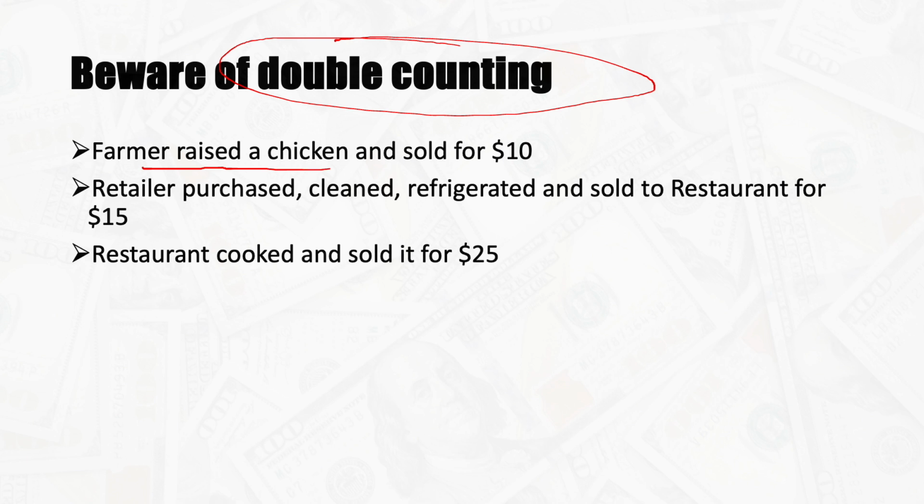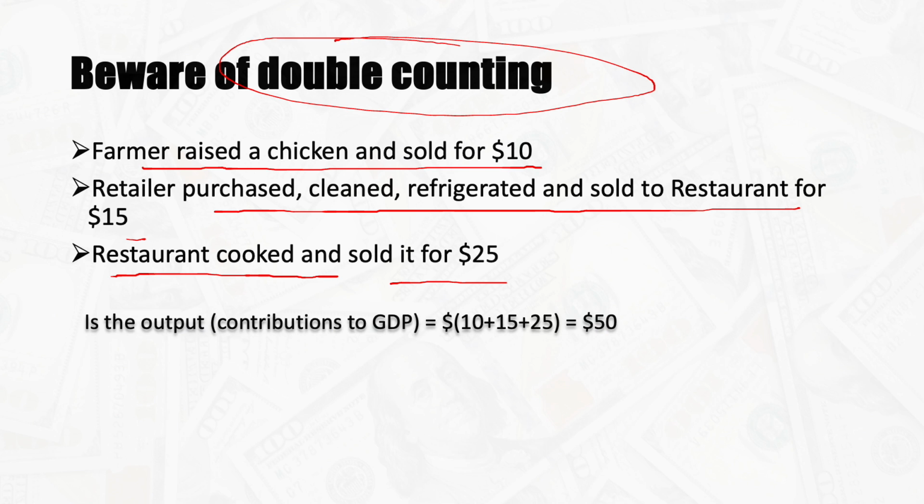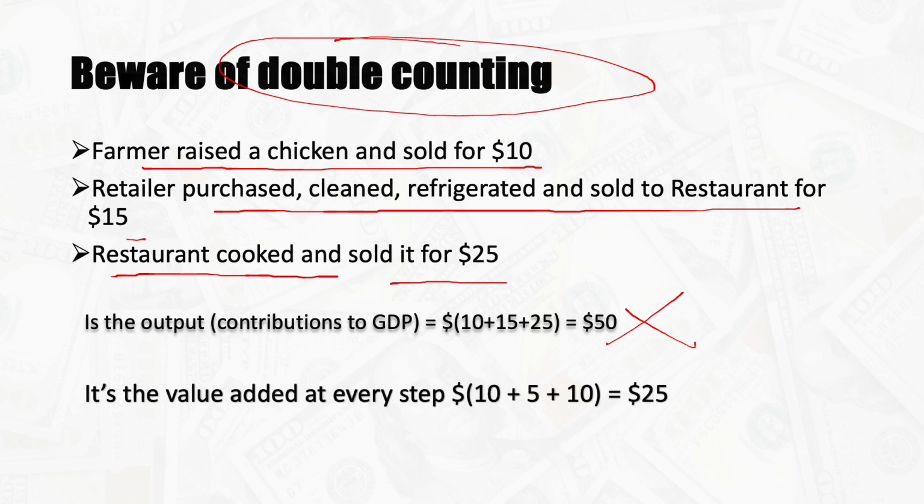Let's say that a farmer raised a chicken and sold it for $10. A retailer purchased it, cleaned it, refrigerated it, and sold it to a restaurant for $15. The restaurant further cooked it and sold it for $25. So what shall be the output in this case? The contribution to the GDP. Shall it be 10 plus 15 plus 25, which is $50? The answer is no, because in this case we are double counting. What we need to do is add the value produced at every step. Here the initial value was 10, here the value produced was 5, and here the value produced was 10. So the accumulation of value produced is 25, and 25 is what is getting added to the GDP of the nation.